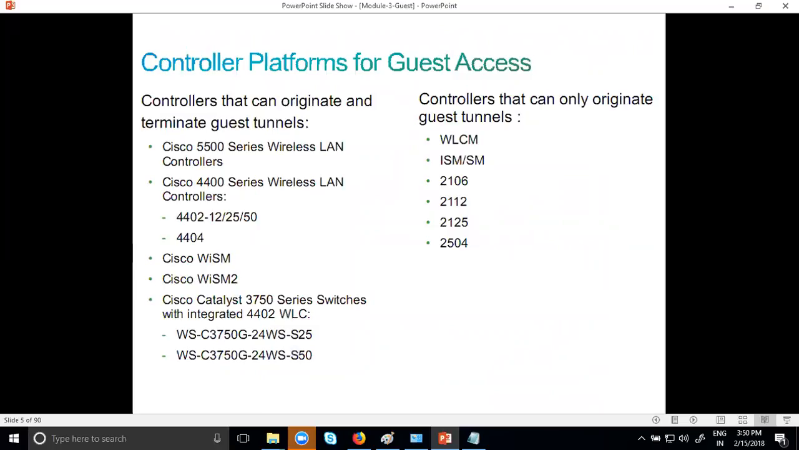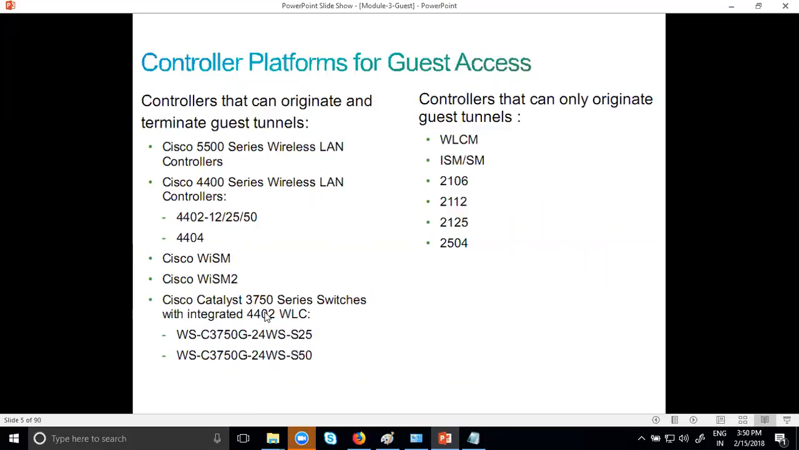This WISM is a Wi-Fi Service Module. It is required to fit in the 6500 series of switches. It is a kind of modular blade which we insert in the 6500 series chassis, and that gives me the same facility we have from the dedicated WLCs like the 2504 and 5508. We have different models of WiSM.